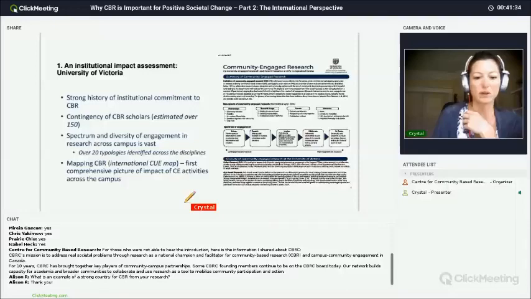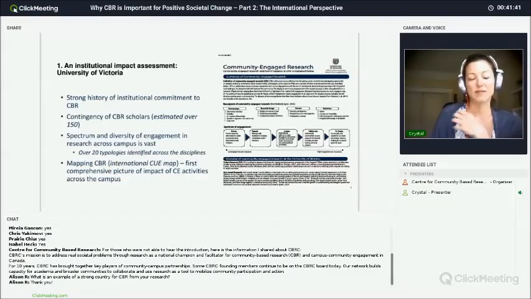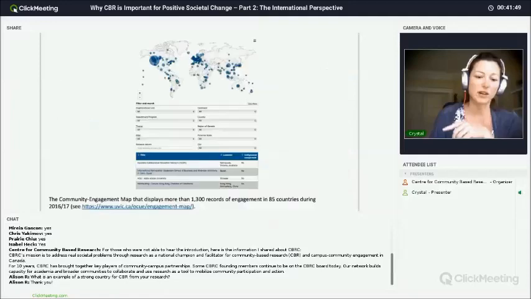So this is also available on our website. We also did mapping at our university. So really, it's the first time we've been able to highlight the different engagement for research and learning across our campus. And we've done that in this interactive engagement map, which we have over 1,300 records now in 85 different countries.